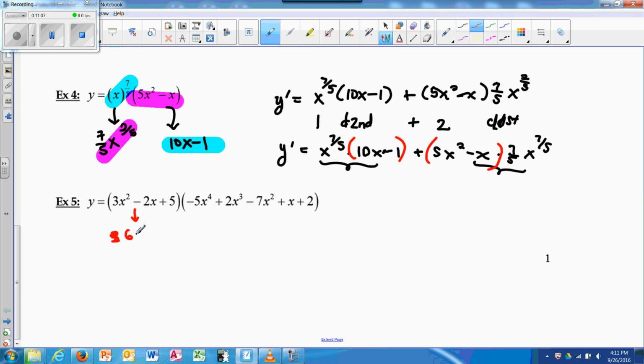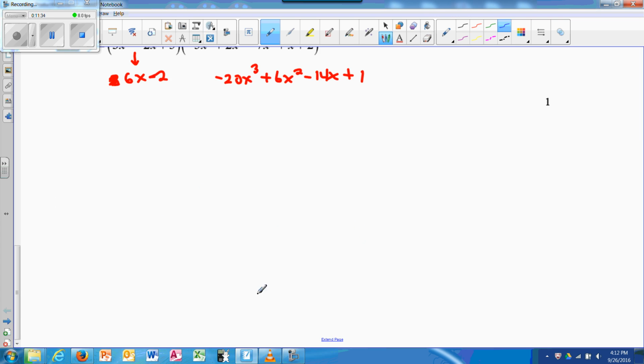Okay, so for example number 5, the derivative of the first term, the 3 multiplies by the 2, we end up with 6x minus 2. The derivative of the second term is negative 20x cubed plus 6x squared minus 14x plus 1. Definitely not something I would want to try to multiply out and simplify and risk getting the answer wrong because of my algebra.